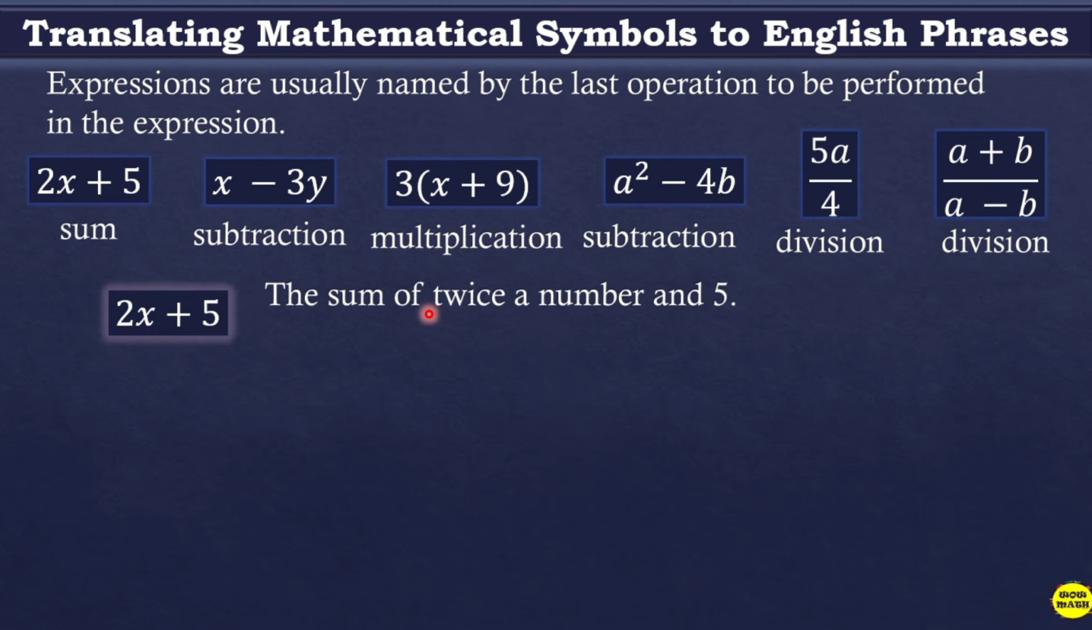Okay? So, since there are many, I will give just 2 examples of how to translate this. So, the sum of twice a number and 5. Okay, another.